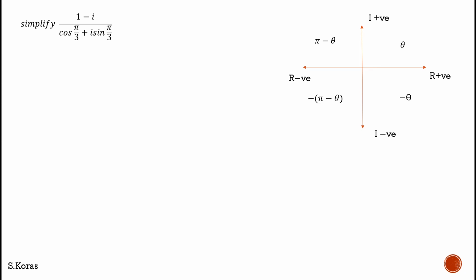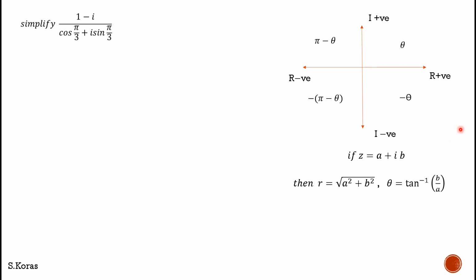Now, if we have a complex number z is equal to a plus ib, and we want to convert it into its polar form, first of all, we have to find its modulus value. That is r is equal to root of a square plus b square. After that, we have to find theta, that is the argument, which is tan inverse of b by a. After that, we have to follow this graph.